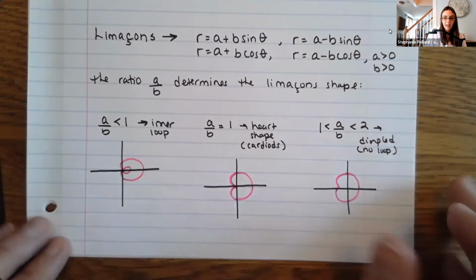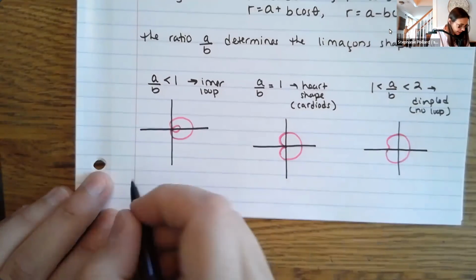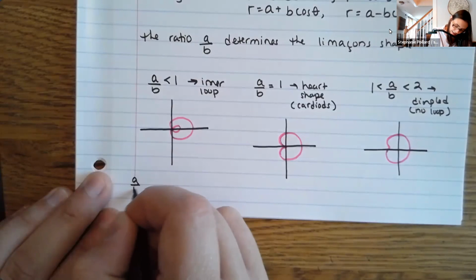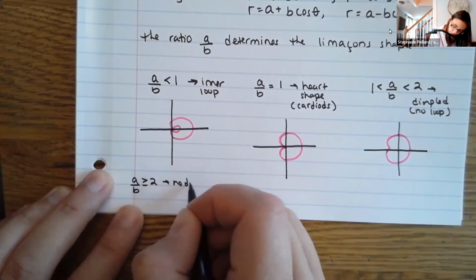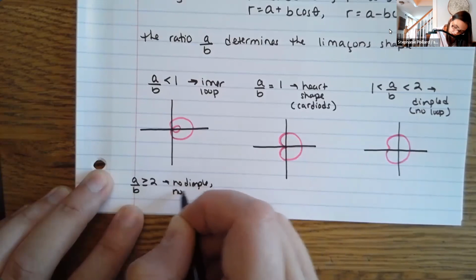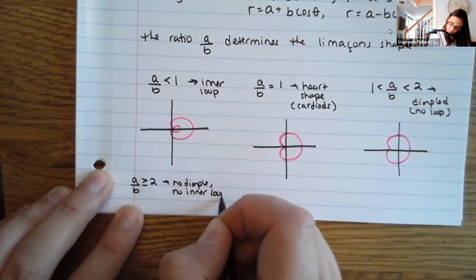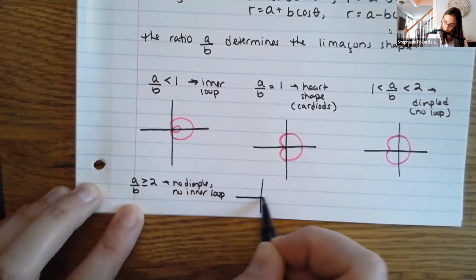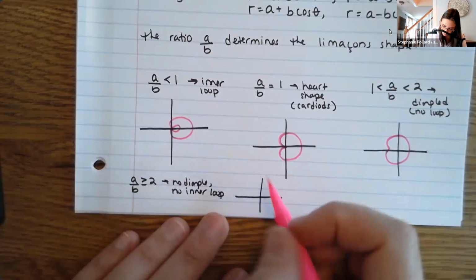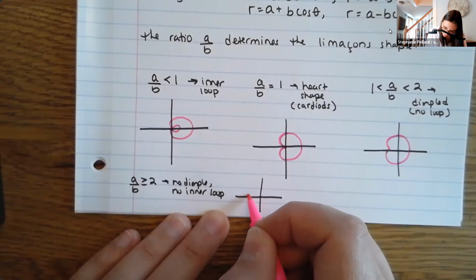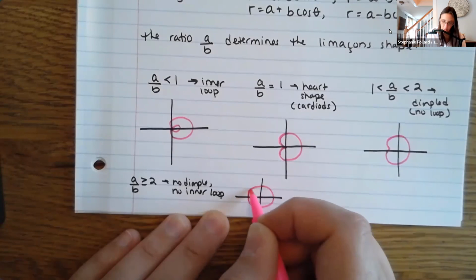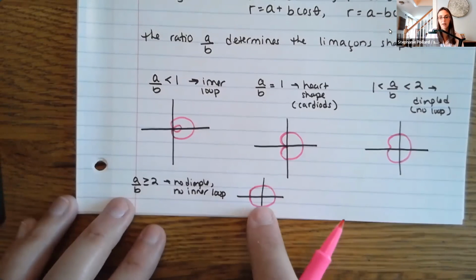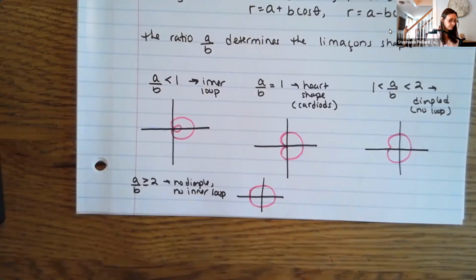And then the last one, I'm running out of room here, but I'm going to see if I can just sneak it in down the bottom, is if your A over B is at least 2, you have no dimple and no inner loop. So I don't know, it kind of looks a little flatter, I guess, on that side, maybe. So it looks very oval shaped, but maybe just a little bit flatter here on this side instead.